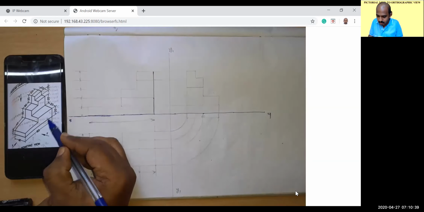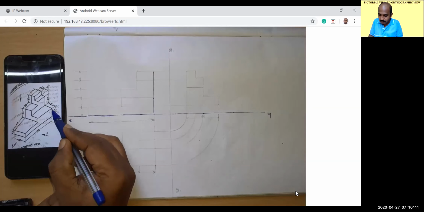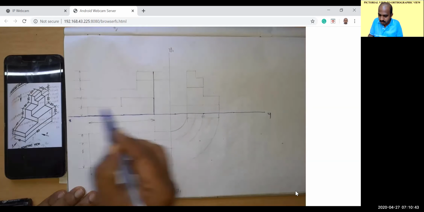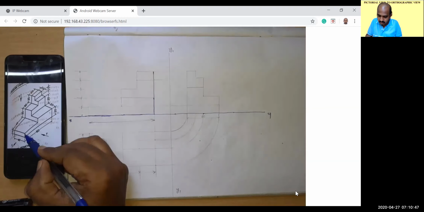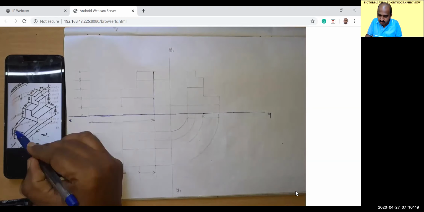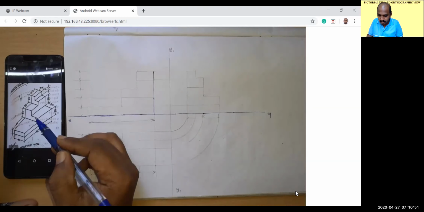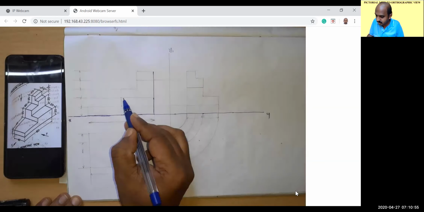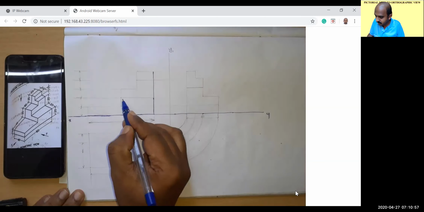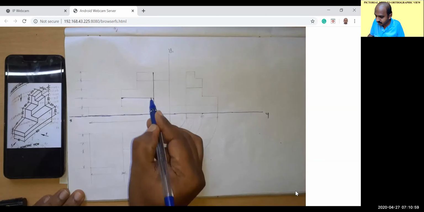Then in the front view there is a line from this end to this end. What is the length? This is totally equal to 80. From here to here it is 40, and from here to here it is 40. So this length is 40.